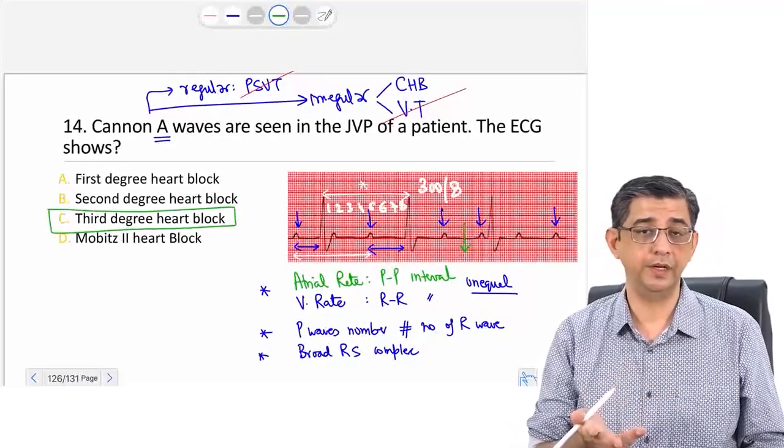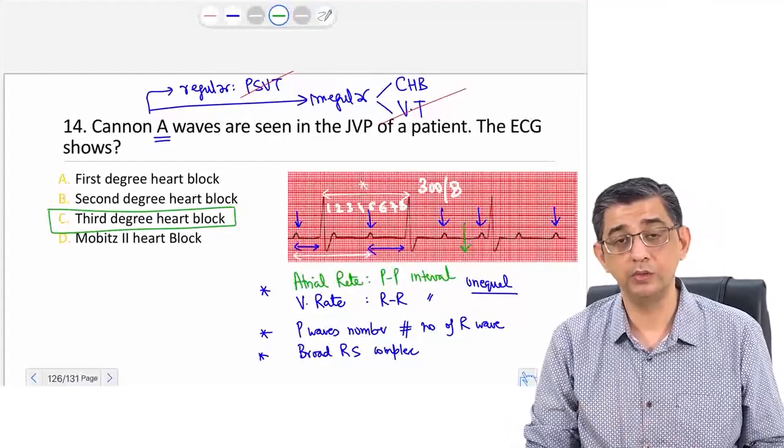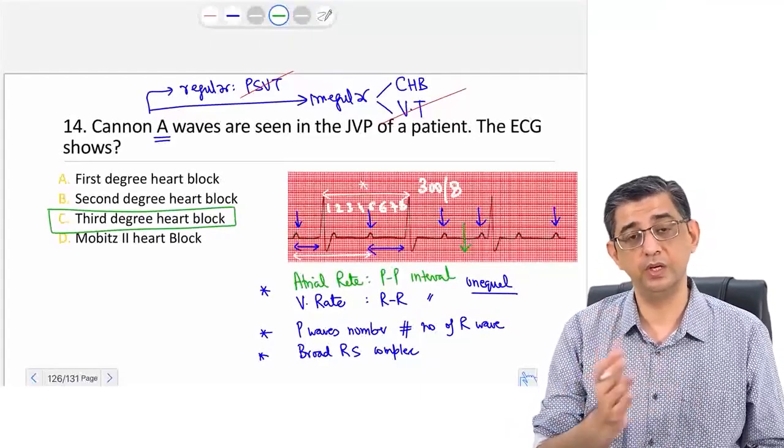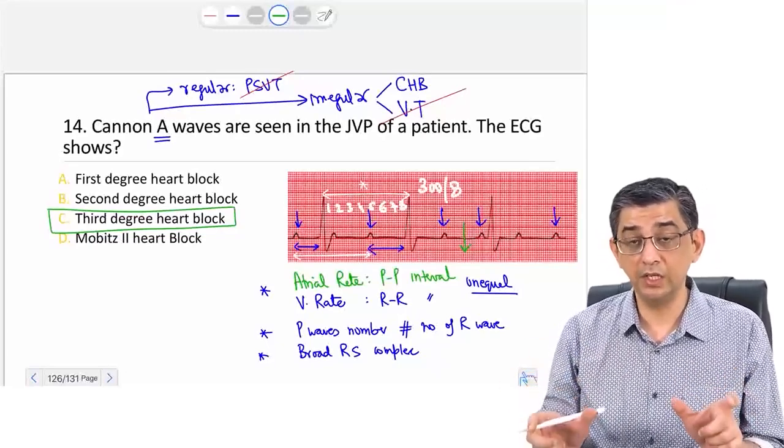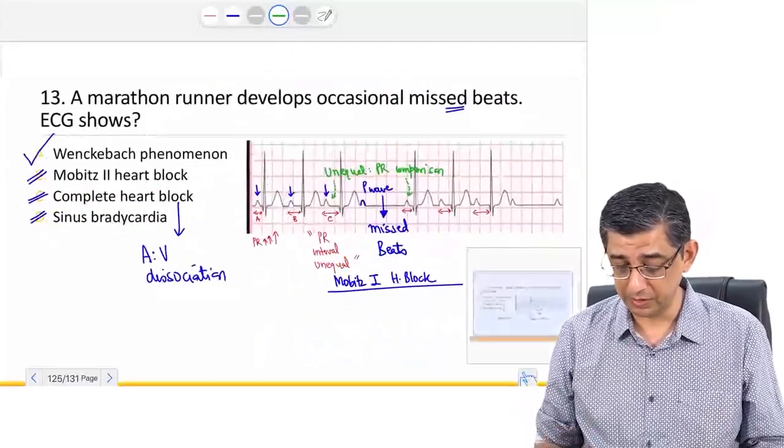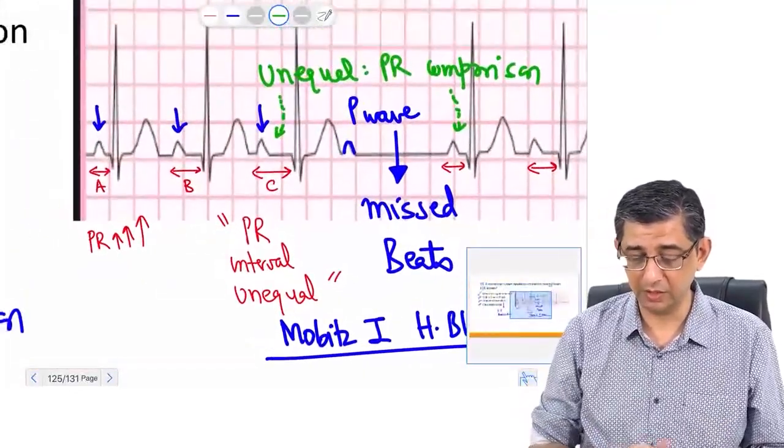Second degree heart block has two varieties, Mobitz 1 and Mobitz 2. I've also told you the hack to crack it. Look at the PR interval before and after the missed beat. If it is equal, it's going to be Mobitz 2. If the PR interval before and after is unequal, as I showed you in this particular ECG, I'll just zoom it in once again for your convenience.